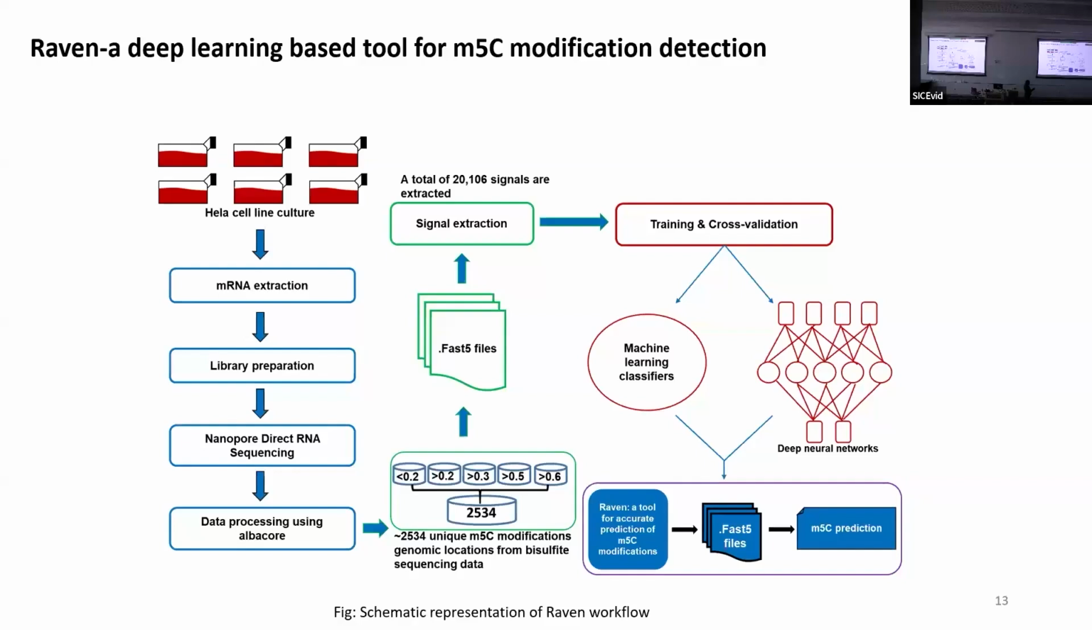Then we extract this current signal. For about 20,000 locations, we could extract signal. We used it to develop machine learning models, and then you validate them, because you could do 50-50, 80-20, all kinds of splits to develop these machine learning models.